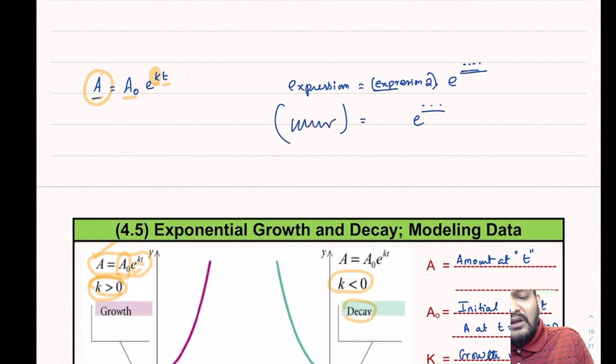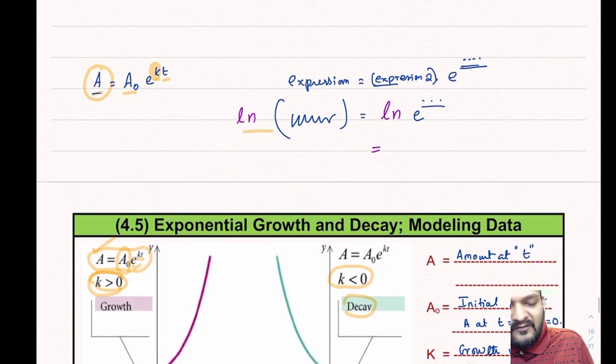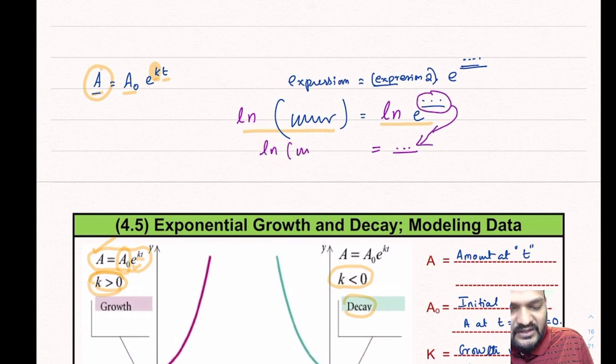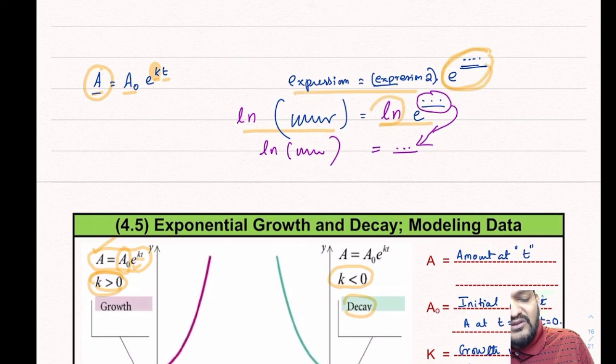Then you take the logarithm on both sides. Since it's e, you take the natural logarithm on both sides. Then one side stays as the logarithm of the expression, and the other side has just the exponent. Now you have a logarithmic equation that you know how to solve. So again, the idea is to isolate your e, take the natural logarithm of both sides, and then solve the expression.